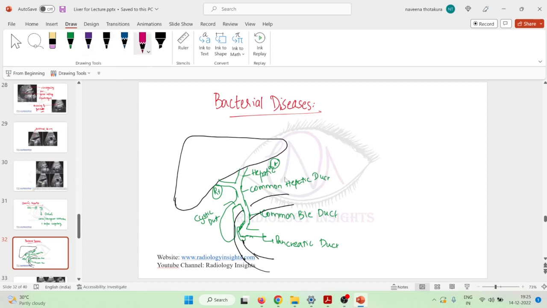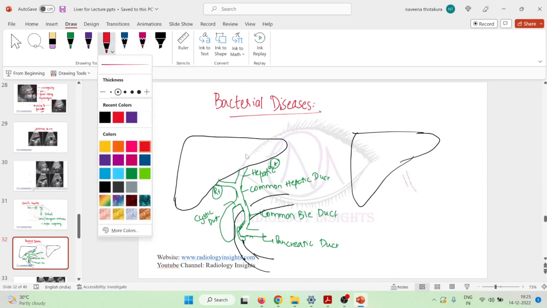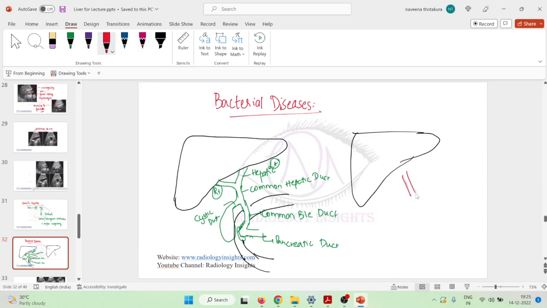Next we also have the arterial system. Along with this, in the liver we also have the hepatic artery. This hepatic artery will divide into right and left hepatic artery, and it supplies the liver. This hepatic artery originates from the celiac artery as a branch. Okay, that is one thing.